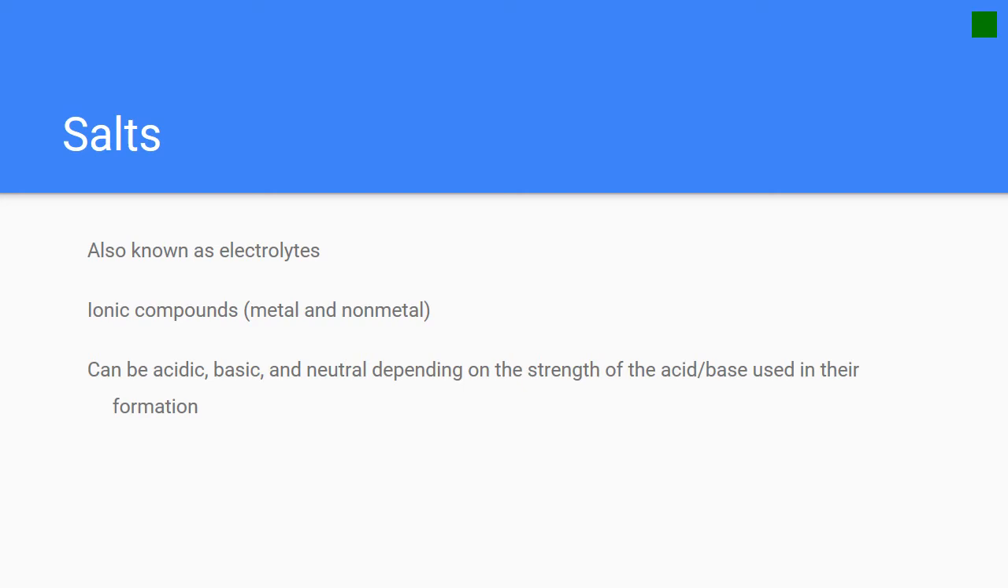If you were to use a strong base in your reaction, your salt would actually be considered basic. But if we were to use both a strong acid and a strong base, that would mean that the salt is neutral.